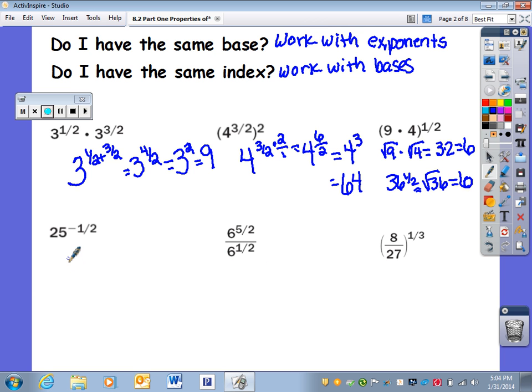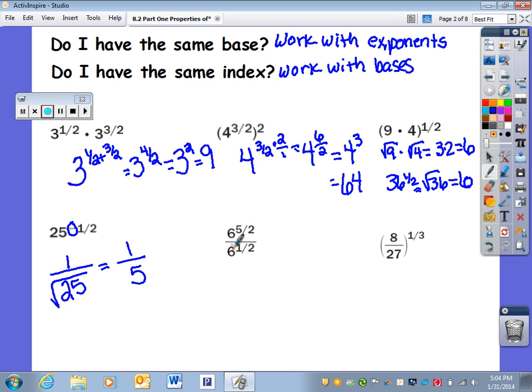In the next example, we remember that when we have a negative exponent, that means we are going to take the reciprocal of the base, so that's going to be 1/25, and then to the 1/2 power. The 1/2 power means that we're taking the square root of 25. So that's going to leave us, as we simplify it, as 1/5.